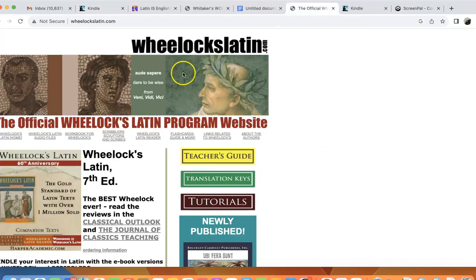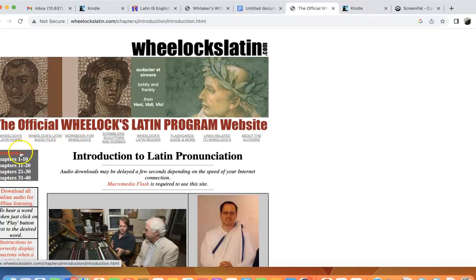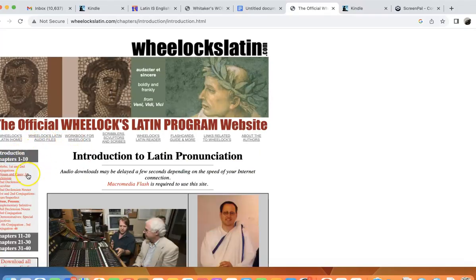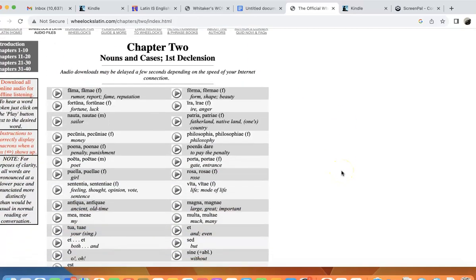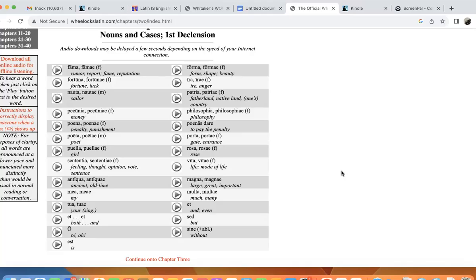But don't forget, there is a companion website. It looks a little bit old-fashioned by today's standards, but it still works. So go to Wheelock's Latin, and then there are some audio files, and then you just go to the chapter, and it has the vocabulary. There's Quizlets, there's Bookets, there's other interactive ways to learn the vocab. Just Google Quizlet Wheelock's Chapter 2, and you'll see here.